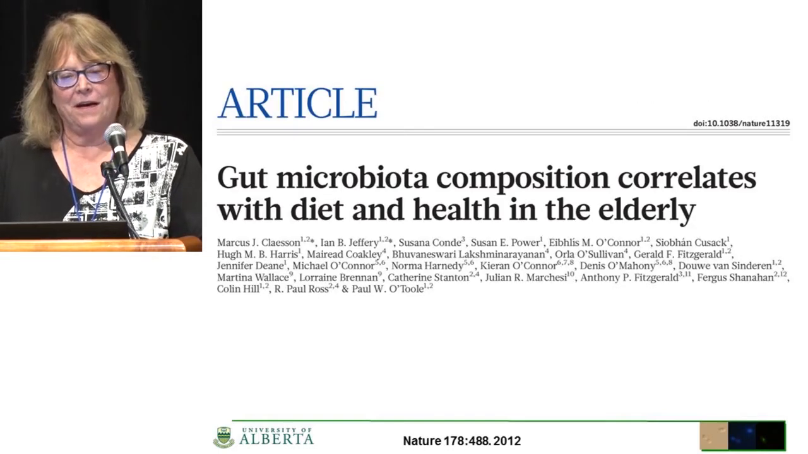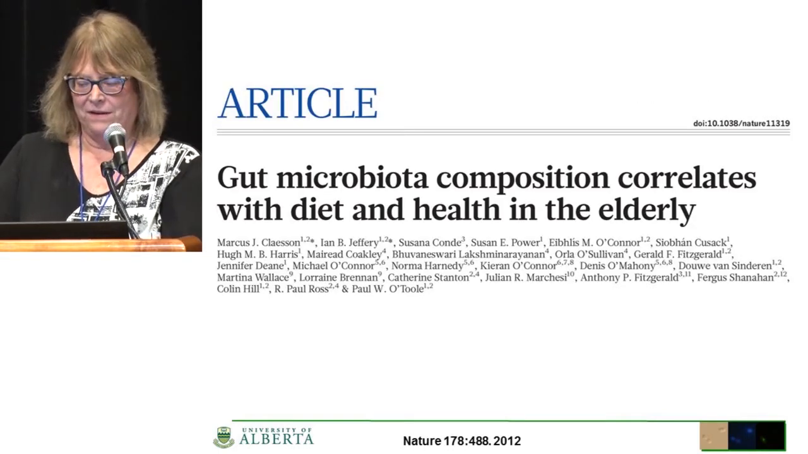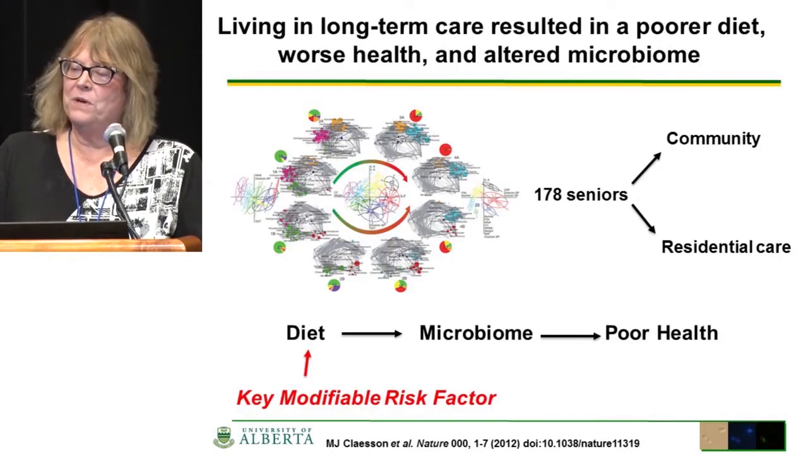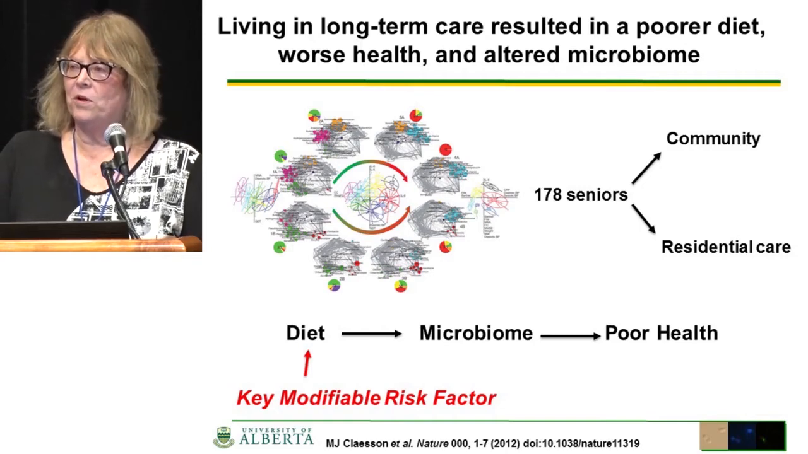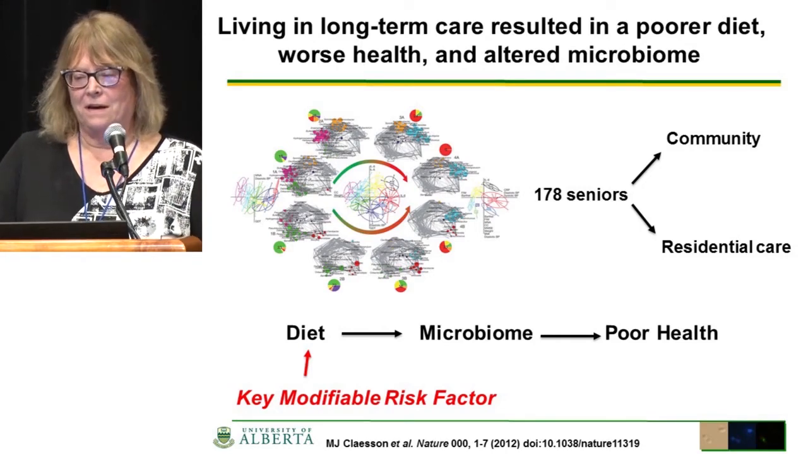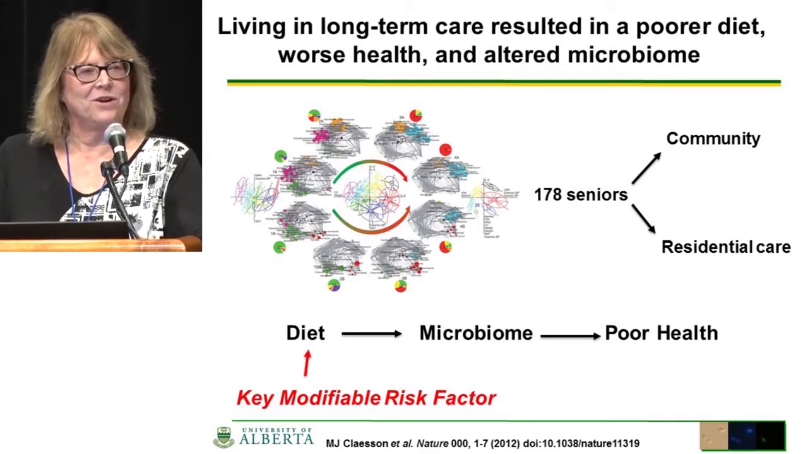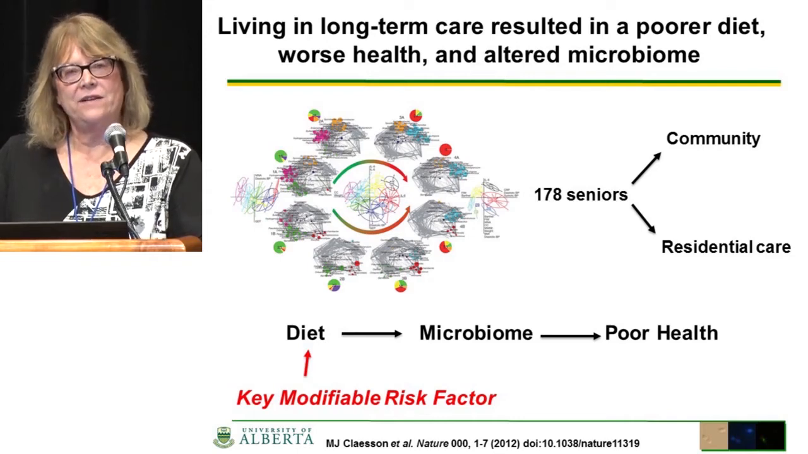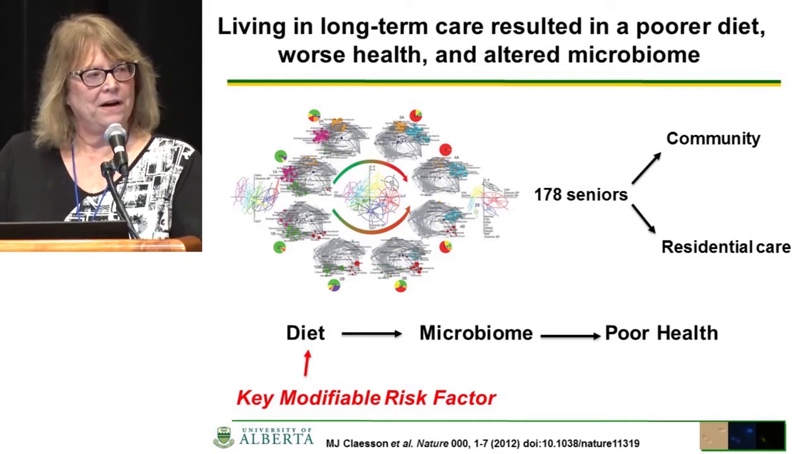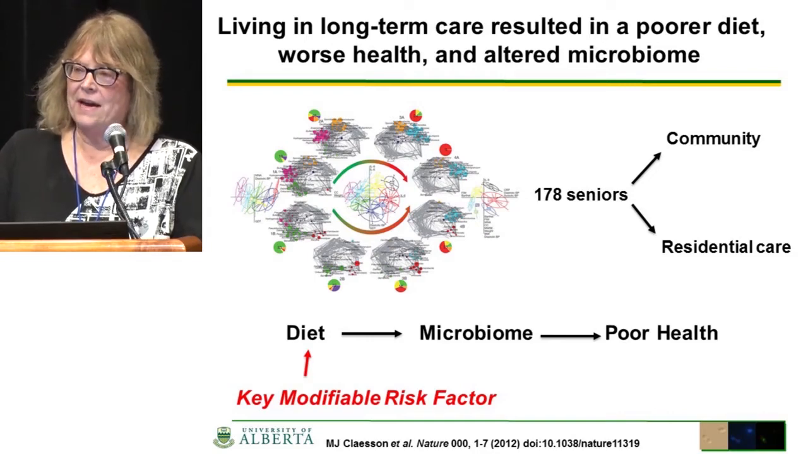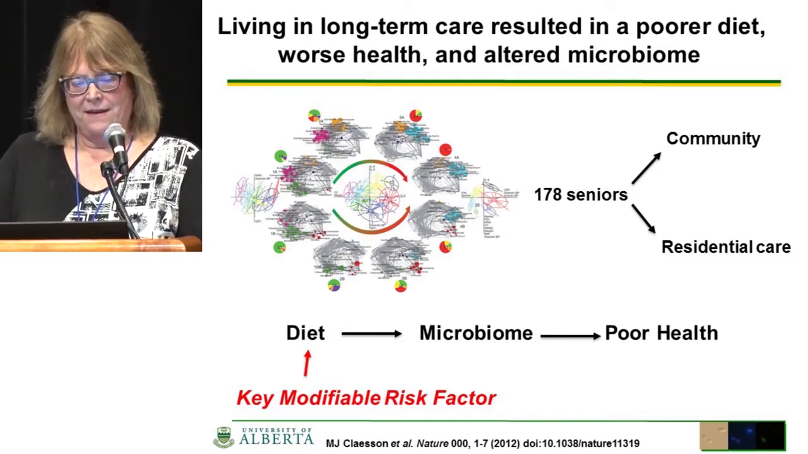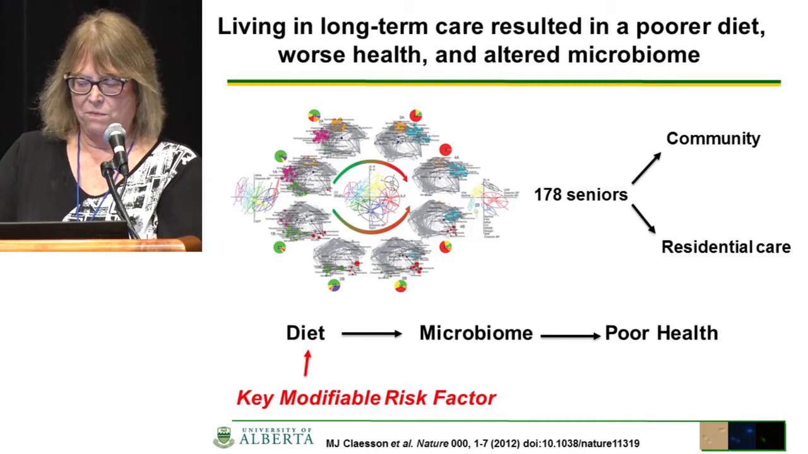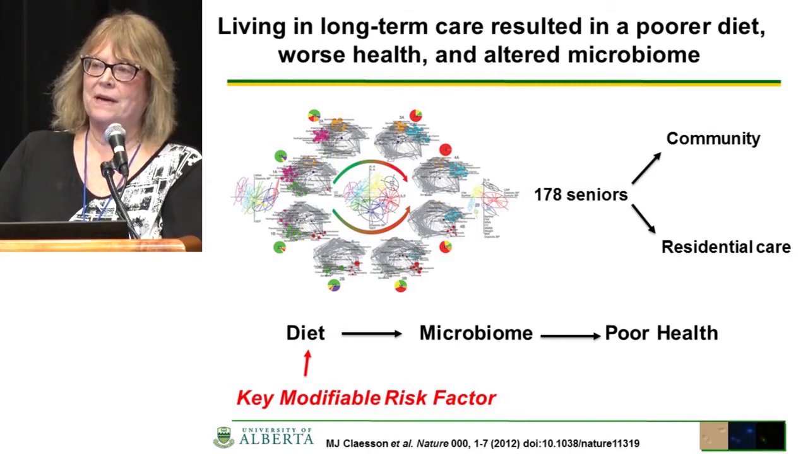This study, gut microbiota composition correlates with diet and health in the elderly, looked at 178 seniors, both living in the community and in residential care, and followed them as they went into residential care. I think we know that diet in residential homes is not that great. They found that when they went into residential care, their diet changed dramatically, their microbiome changed dramatically, and their health changed dramatically. This is really a key modifiable risk factor in the elderly to help maintain a healthy microbiome and gut permeability.